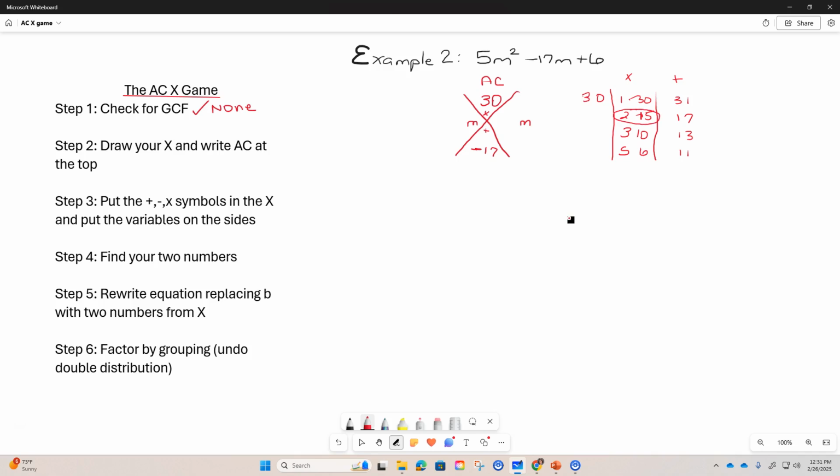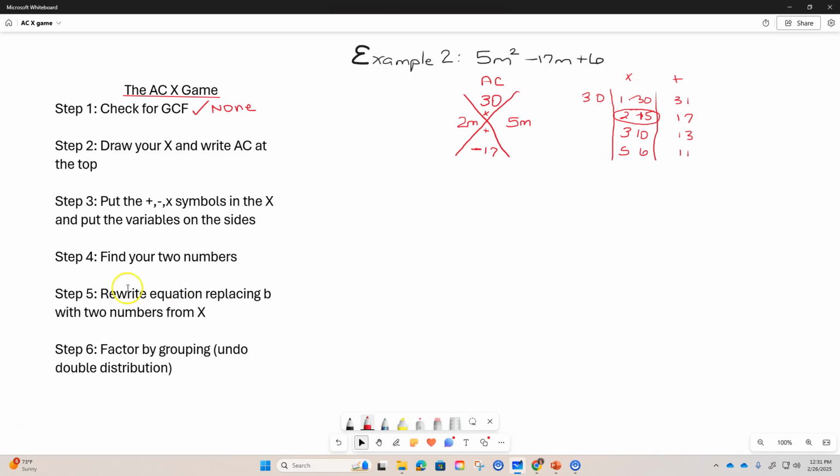Okay, so I'm going to put 2. And it doesn't matter if you put the 2 on the left or if you put the 5 on the left. That does not matter. Just put the 2 and the 5 in the place, okay? So that was step number 4, find your numbers.